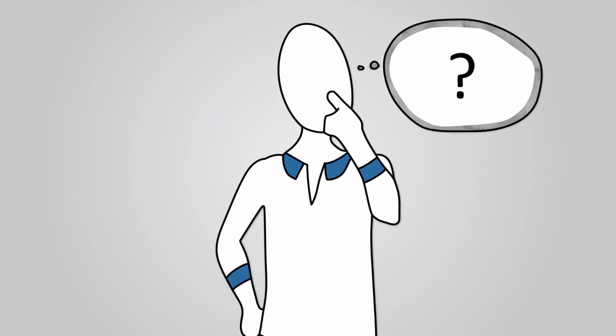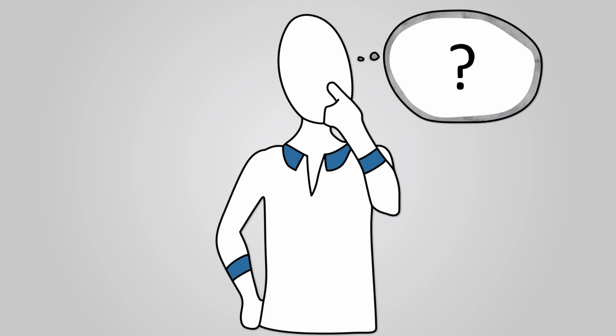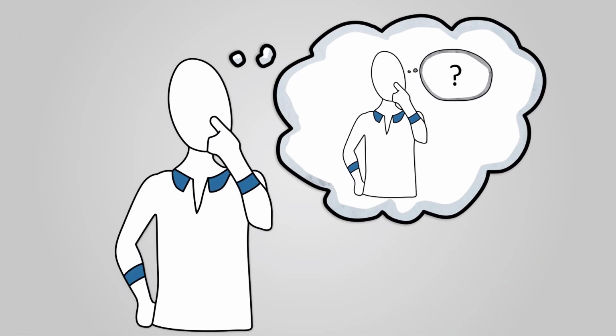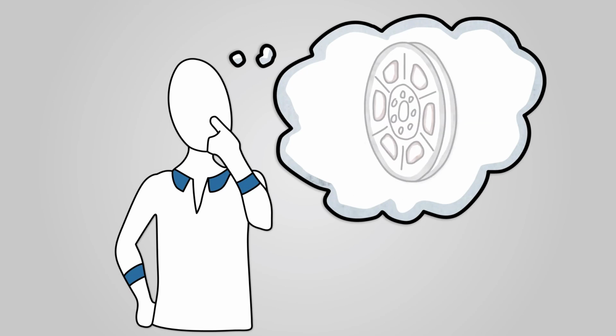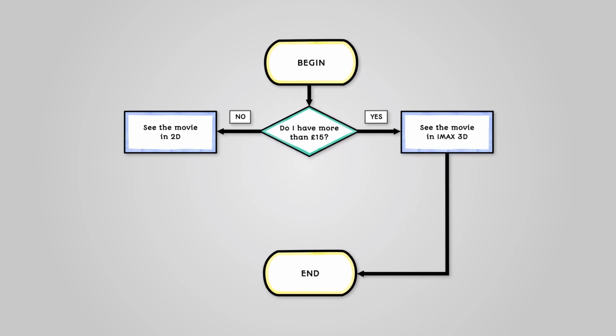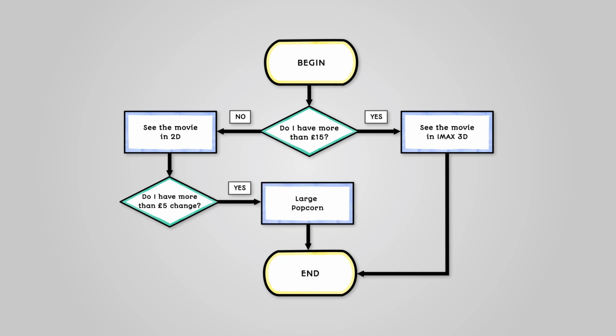Sometimes after you've made one decision, you might want to make another, and this decision can only happen inside another decision. Take our first example about going to the cinema from our previous lesson. If we have more than £15, we are going to the movies. Once at the movies, if we are going to see the movie in 2D, we will check our change. If we have more than £5, we're going to get a large popcorn. Otherwise, we're going to get a small Coke.